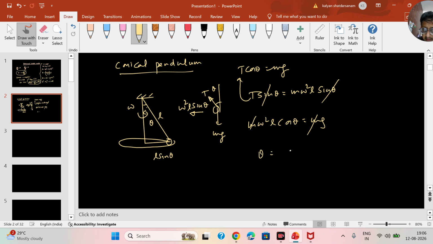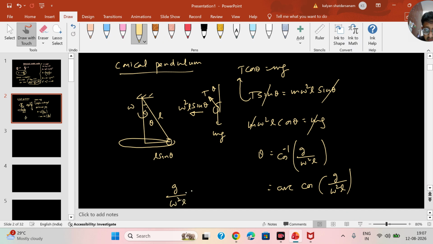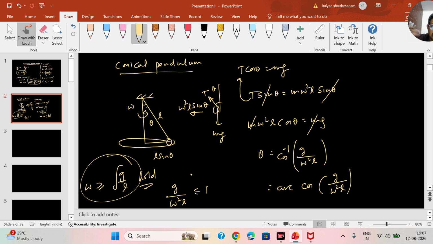For example, theta is cos inverse of g by omega square L. Or you can say arc cos, that is a much better way of writing, g by omega square L. But cos theta always lies between -1 and 1. So if this conical pendulum is to work, g by omega square L should be less than or equal to 1, or omega must be greater than or equal to root g by L. This must hold. Otherwise, you can't keep this pendulum in this position.